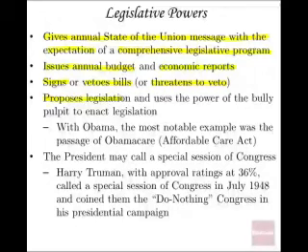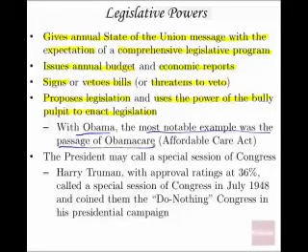So the president will propose legislation, not actually because the president doesn't have the power to introduce a bill, but through members of Congress, propose legislation and use his power of the bully pulpit to enact legislation. Again, a clear example with Obama, the most notable example was the passage of Obamacare. So it was termed Obamacare because this was Obama's legislation. But it was actually called the Affordable Care Act.